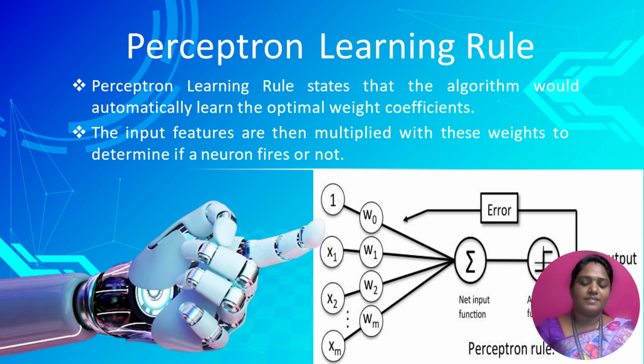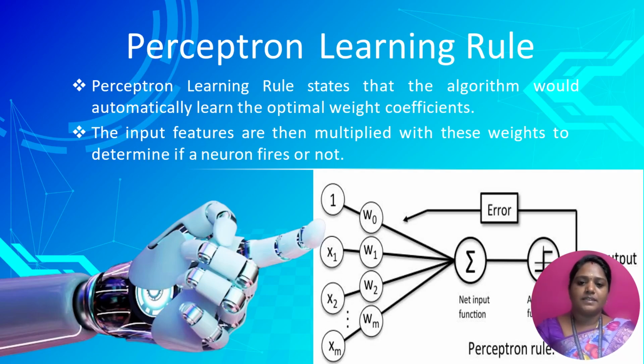If it is false, you again need to update the weights and process again to produce the output data. So in this case, it is mainly used to automatically learn the optimal weight coefficients. Each and every input feature is multiplied with its weight to determine whether a neuron fires or not, which means whether it is true or false.